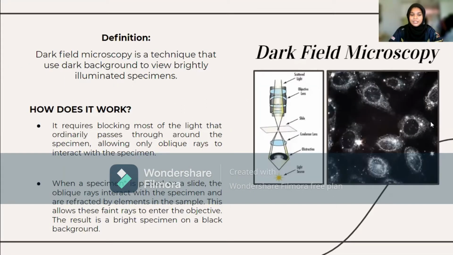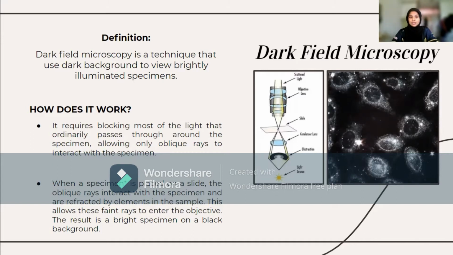Dark field microscopy is defined as a technique that uses a dark background to view brightly illuminated specimens. Or in another case, we can say that it is used to study microorganisms such as algae, hair, fibers, and also insects. The general idea of this microscopy is that it provides a background with a high degree of contrast and can make samples with difficult backgrounds appear more distinct or stand out with minimal effort.